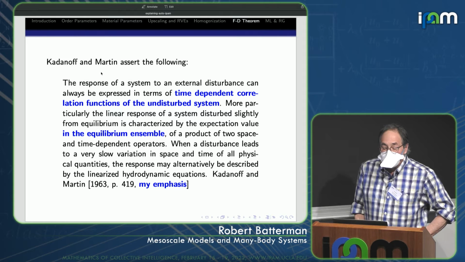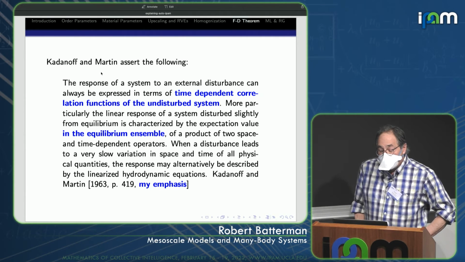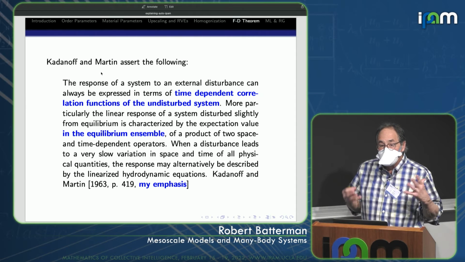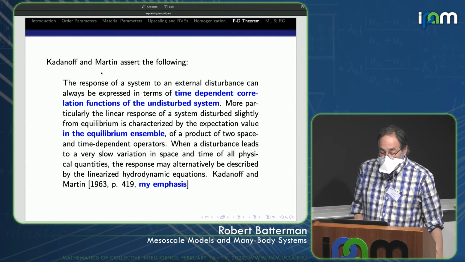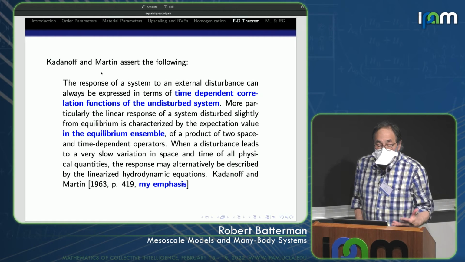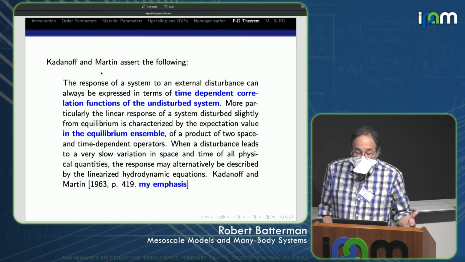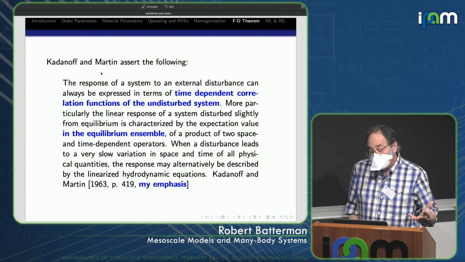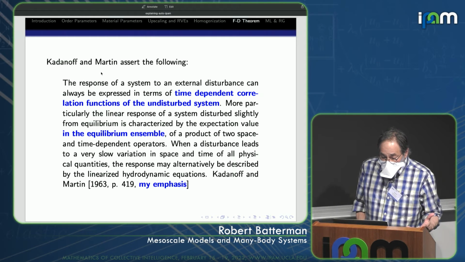More particularly, the linear response of a system disturbed slightly from equilibrium is characterized by the expectation value in the equilibrium ensemble of a product of two space and time-dependent operators. When a disturbance leads to a very slow variation in space and time of all the physical quantities, the response can alternatively be described by the linearized hydrodynamic equations.